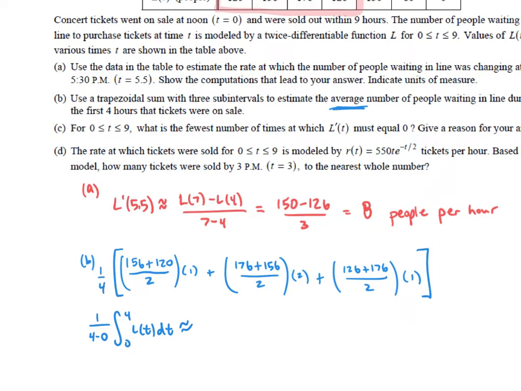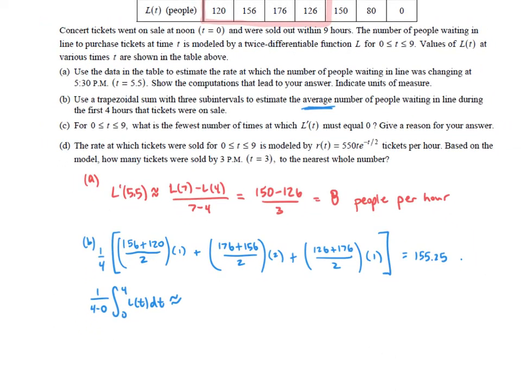And the reason is that we're doing the average value calculation. This was from the last FRQ we just talked about, and we're doing an average value calculation here, but we're approximating it with a trapezoid sum. So that's the idea behind this. If you use your calculator to type this in, you get 155.25, and what we are representing here is people. So that's an example of the trapezoidal sum, a very common concept that we're going to be tested on.